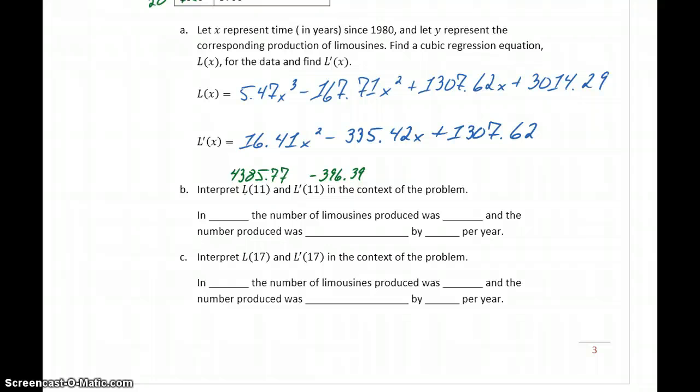So now what we want to do is interpret what these results mean. So the 11 here represents our number of years since 1980. So in the year 1991, which is 11 years later, the number of limousines produced is given to us by the original equation. So the number of limousines produced was 4,386, if we round that to the nearest whole number. And the number produced was decreasing since our rate of change is negative. It was decreasing by 396 limousines produced each year.